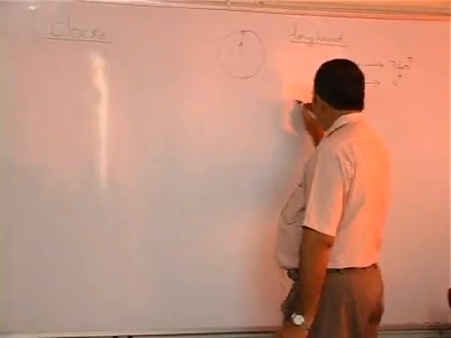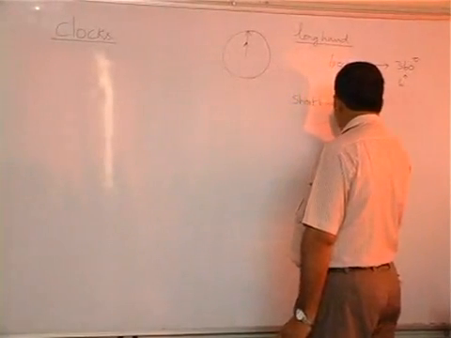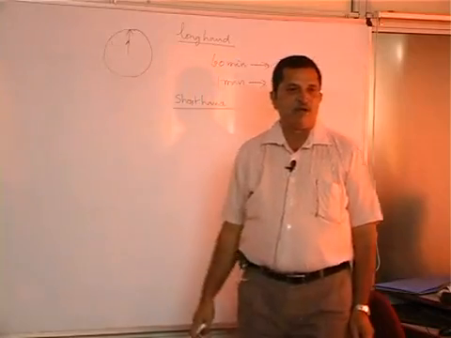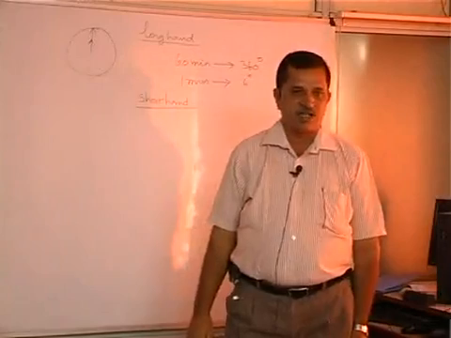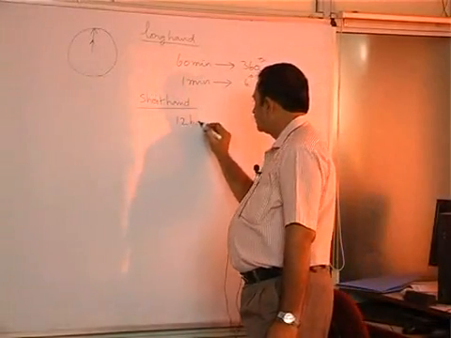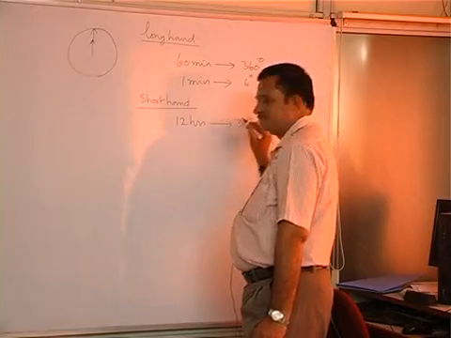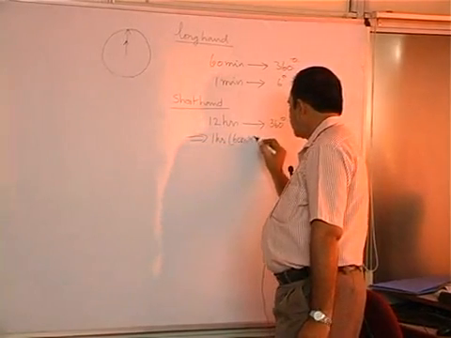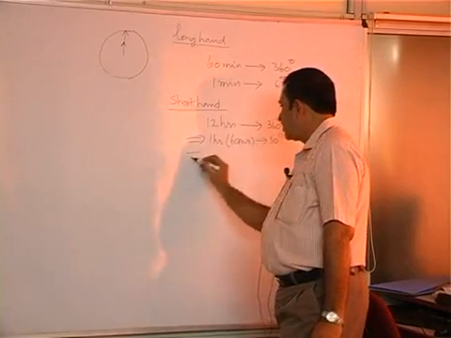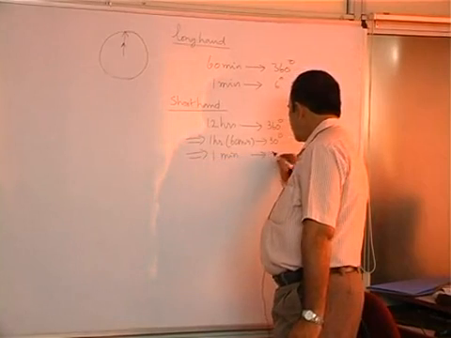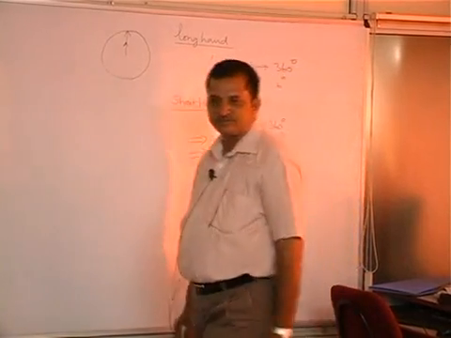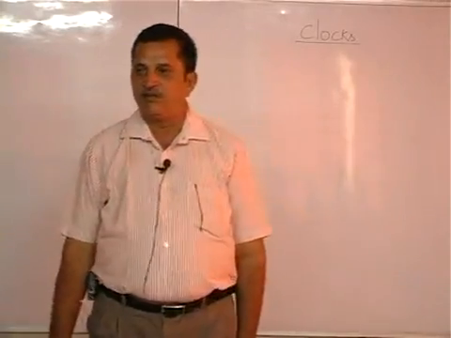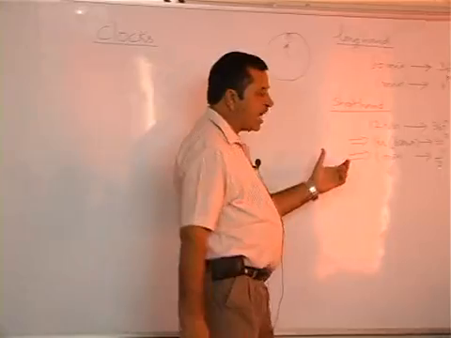On the other hand, if you take the short hand, for completing one full rotation, how many hours will the short hand take? 12 hours. So in 12 hours it rotates 360 degrees, which implies in 1 hour, that is in 60 minutes, 30 degrees, which implies in 1 minute how many degrees? Half a degree. Long hand will rotate about 6 degrees in 1 minute, whereas short hand will rotate about half a degree in 1 minute.